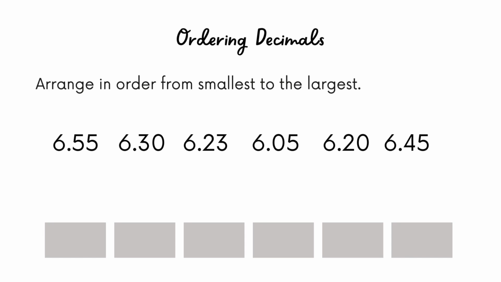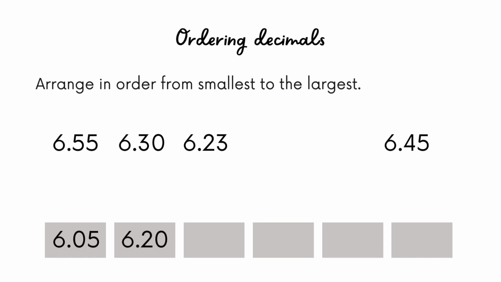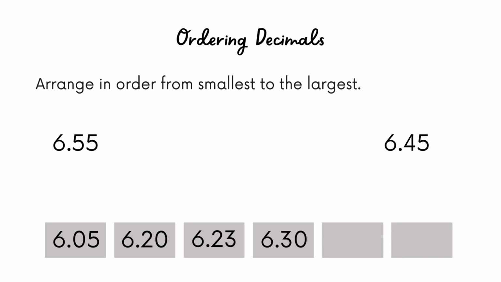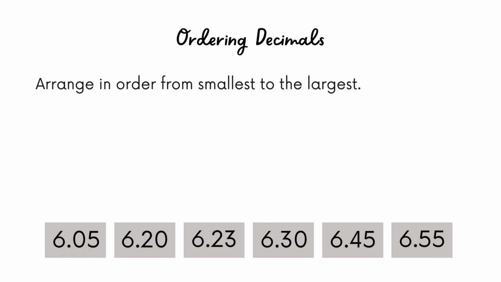Now, because they all have the unit 6, it's easy to arrange them. Taking a look at it, we can see that the 6.05 will be the smallest, followed by the 6.20, followed by the 6.23, followed by the 6.30, followed by the 6.45, and then finally the 6.55. So we've been able to order these numbers from the smallest to the largest.